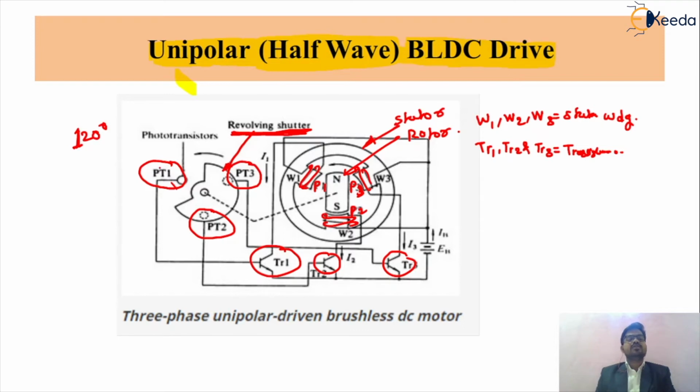According to the position of the phototransistor, it will energize the transistor. According to that, we will get the negative supply to the particular winding, and this circuit will keep rotating. So these are the different parts or elements of the unipolar BLDC drive.